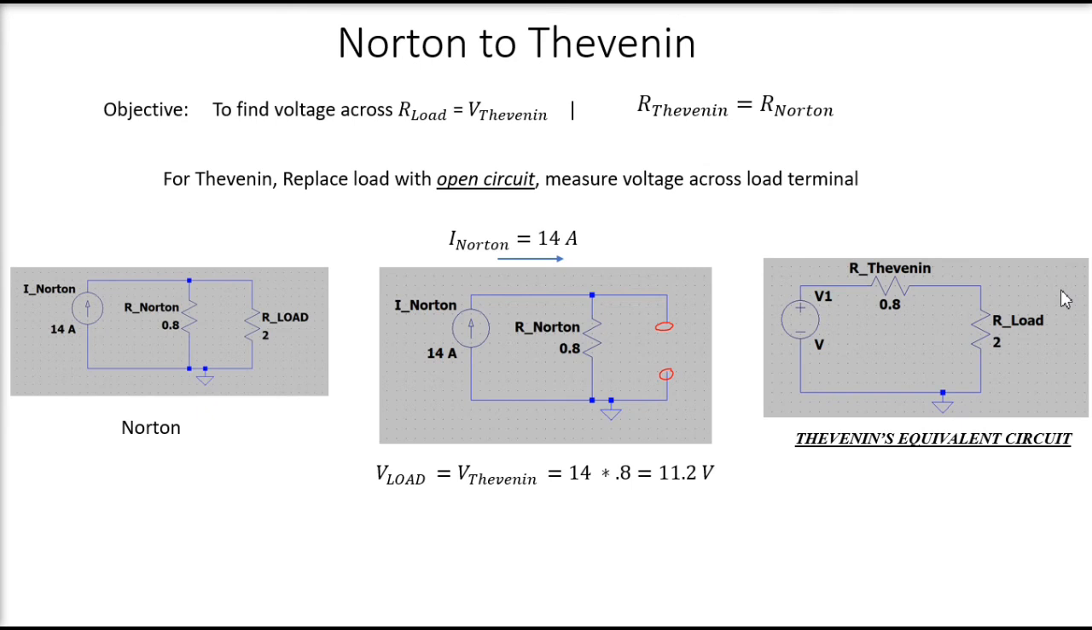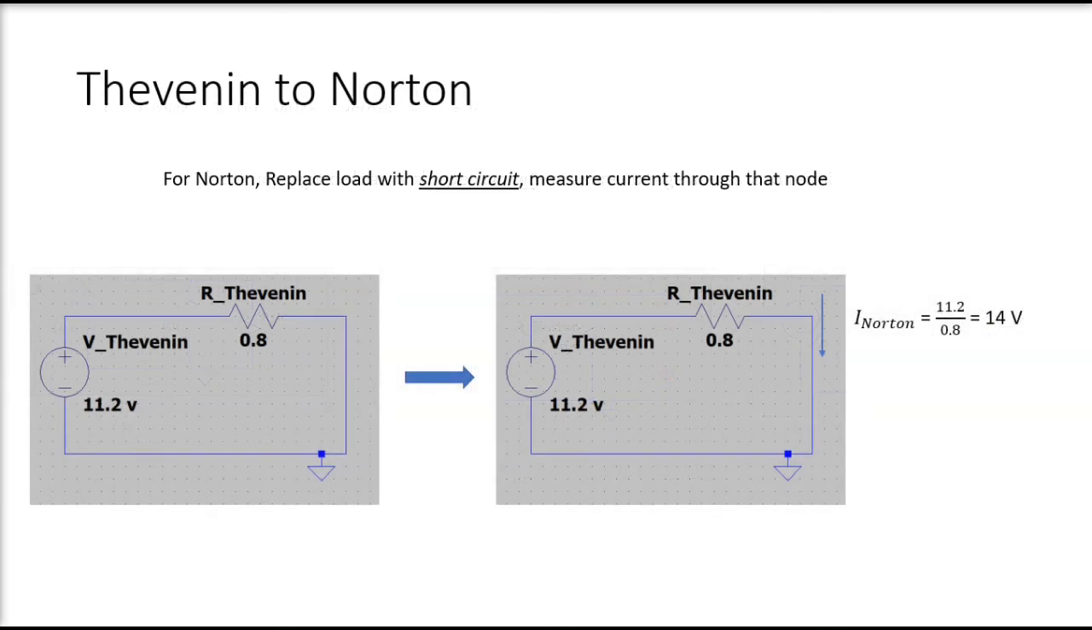Now I have shown you how to convert a Norton's equivalent circuit to a Thevenin's equivalent circuit. What if it was vice versa? Okay, somehow I converted my complex circuit to a Thevenin's equivalent circuit. Now how do I find a Norton's equivalent circuit from here? What if the question asks me to? In that case, what do I have to do? I'm going to transform a Thevenin's equivalent circuit to a Norton's equivalent circuit. So I have to follow the obvious rule for that, right? Which is I have to replace the load with a short circuit and then measure the current through that node.